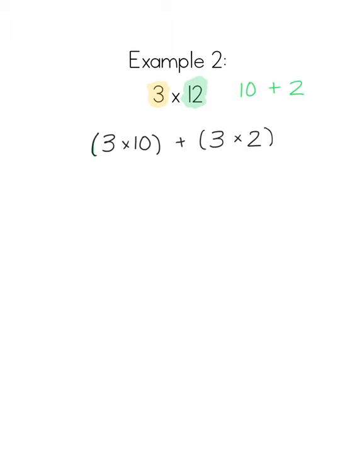Now I want you to finish out this problem on your own. So now we're going to multiply. I know that 3 times 10 is 30, and 3 times 2 is 6. My last step is to add them together, and 30 plus 6 equals 36. So 3 times 12 equals 36.